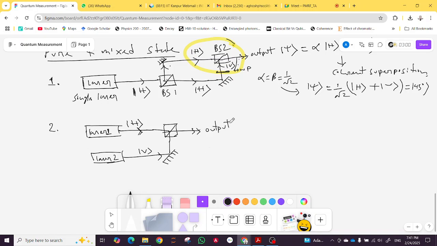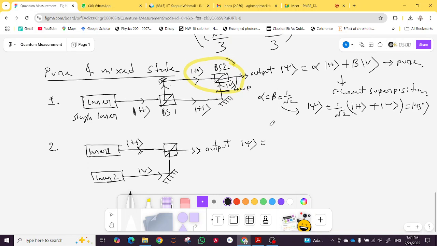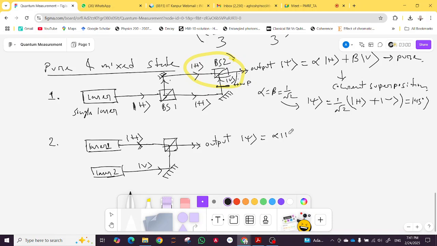Now here, what will be the output state? Suppose I want to write the output state. Can I write the output state the same as before, like alpha H plus beta V? So can I write the output state like this in the second case also?